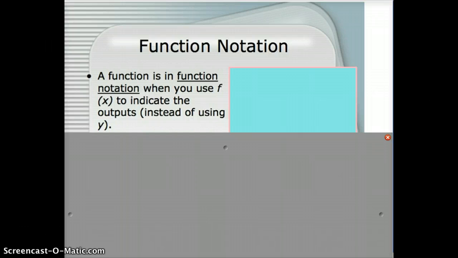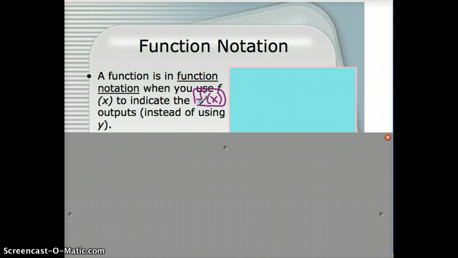So function notation. A function is in function notation when you use this. It looks like f(x). Usually you'll see it in one line, but my spacing got messed up. So usually it would look like this: f(x) to indicate the outputs instead of using y.